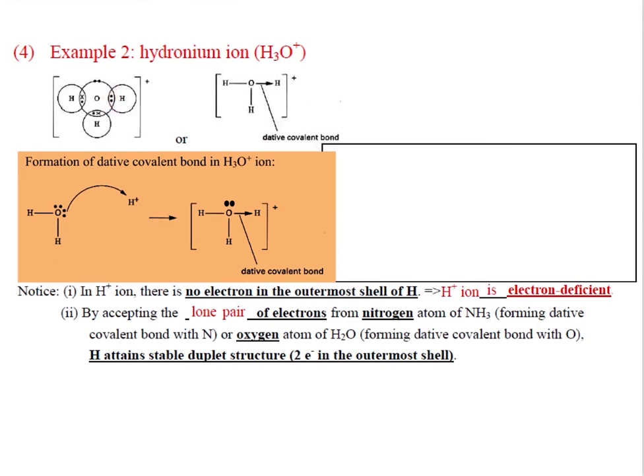These two electrons that are shared are contributed by O only, and then H can use them together. Okay, so this is the hydronium ion. The hydrogen ion originally has no electron in the outermost shell, it is electron deficient. After forming the dative covalent bond, the hydrogen attains a doublet structure and becomes stable too.